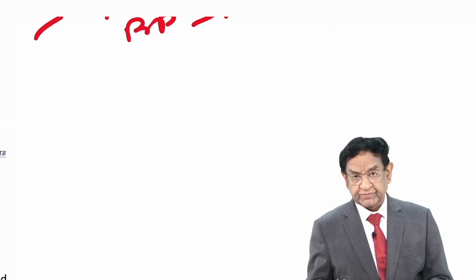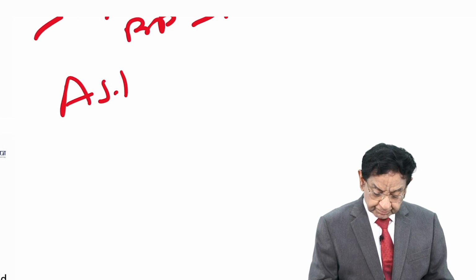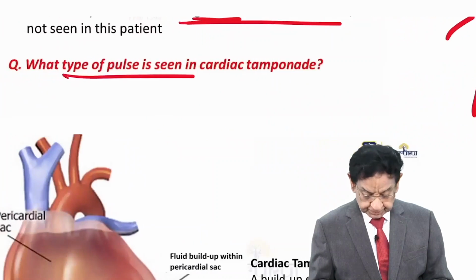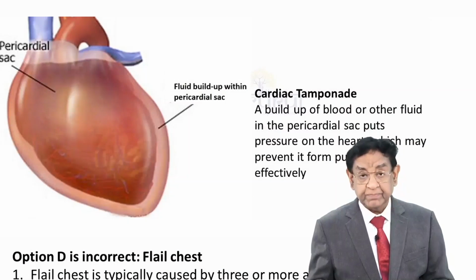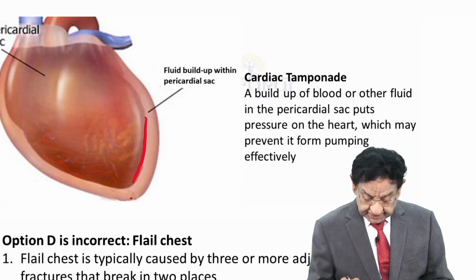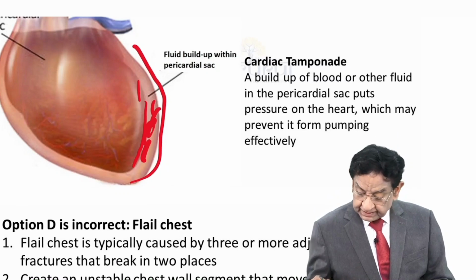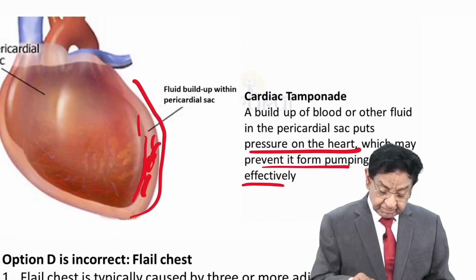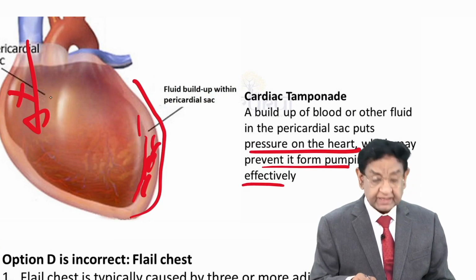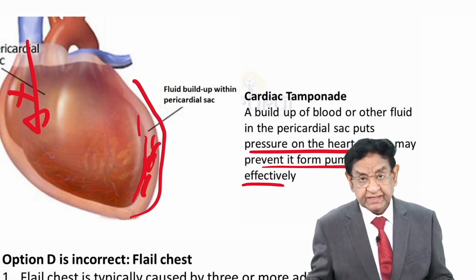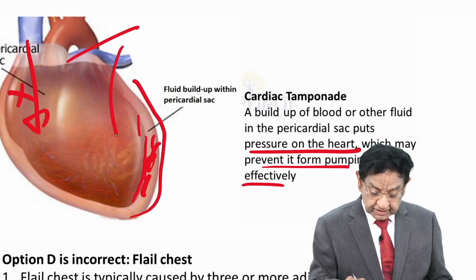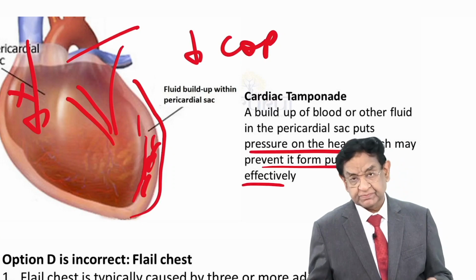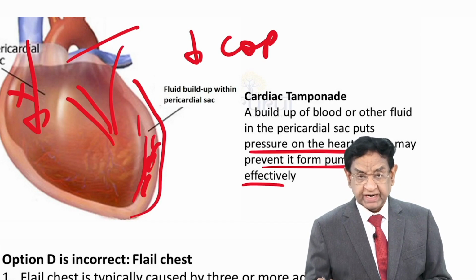Other important causes where we can see pulsus paradoxus are bronchial asthma, COPD, and of course cardiac tamponade. So let's learn more about cardiac tamponade. There is fluid in the pericardial cavity, and that puts pressure on the heart, which may prevent it from pumping effectively. The blood will not enter the right atrium, right? And because of pressure from outside, the preload will reduce, the amount of blood coming to the lung will reduce, the amount of blood coming to the left ventricle will reduce, and ultimately cardiac output will also be reduced. So this is the classical thing that we get in case of cardiac tamponade.